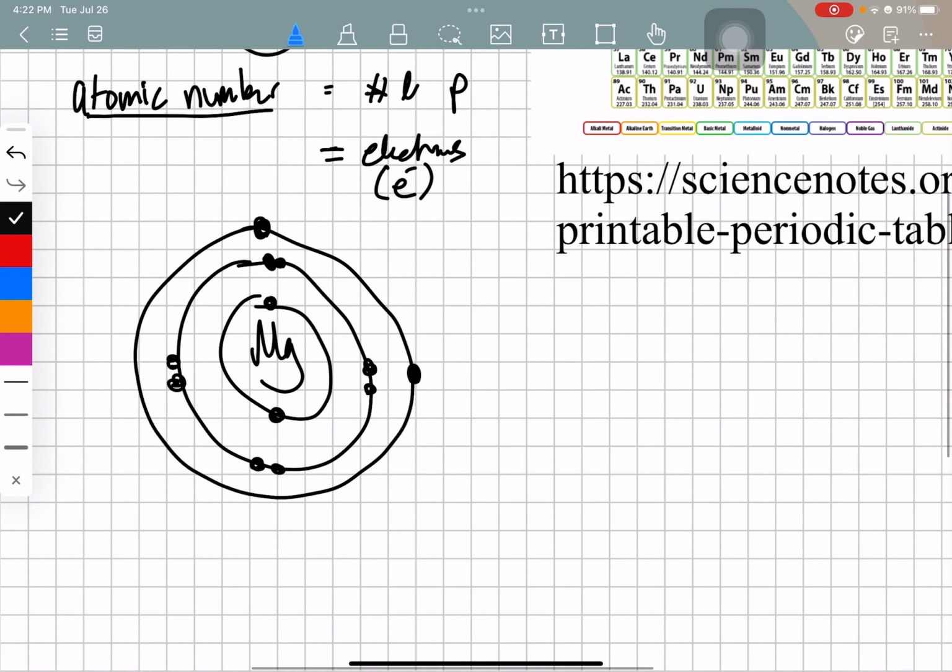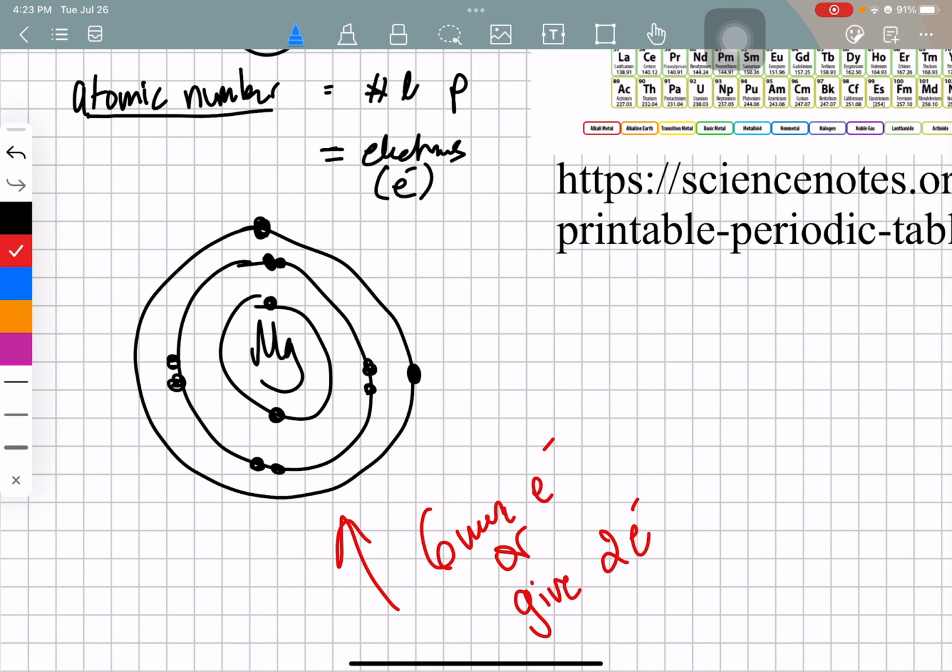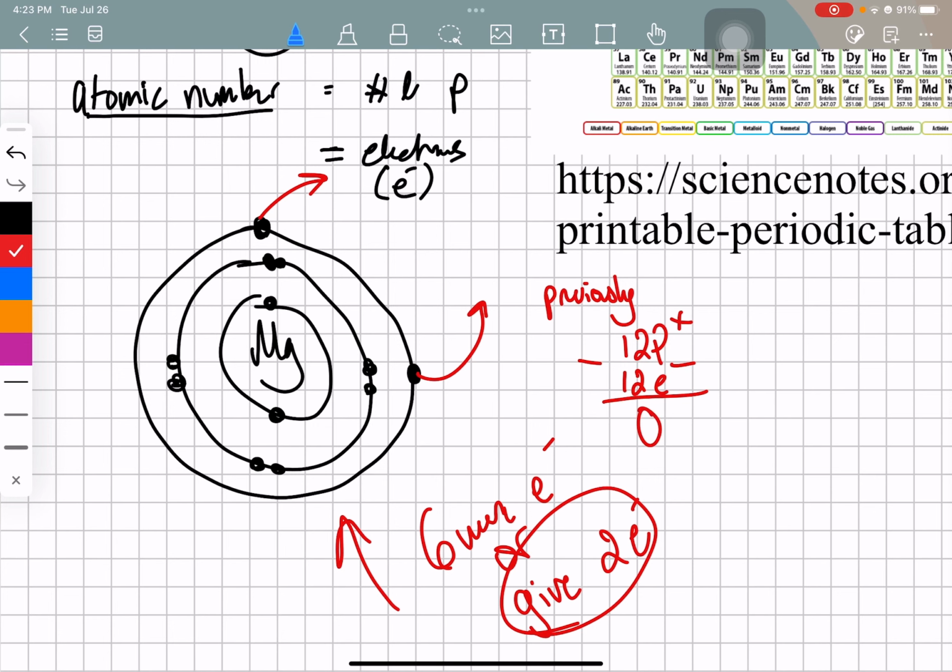So now what's going to happen here? Is it easier for the magnesium ion to get 6 more electrons, or to give 2 electrons? Well, it is easier to give those 2 electrons. It's less work, so it's going to give those electrons. Previously, I had 12 protons, positive charge, and 12 electrons, negative charge, and if you subtract, I end up with 0, right?